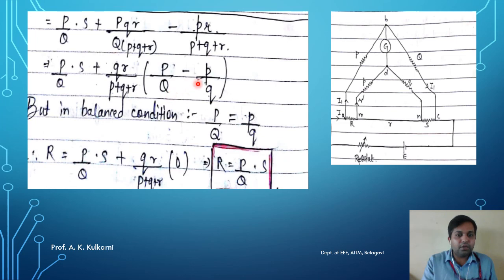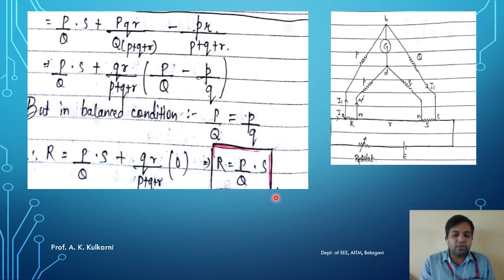So P by Q, as we know, under balance condition, as we are having two sets of ratio arms, they are equal to each other. Under balance condition, both sets of ratio arms will be equal to each other, which means this entire term will be equal to 0. So 0 is multiplied with this term, and it will also get converted to 0 only, so that the unknown resistance R will be equal to P by Q into S.